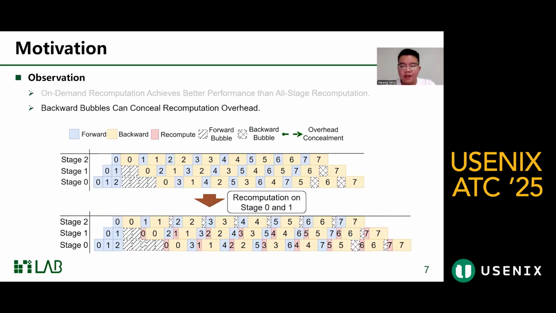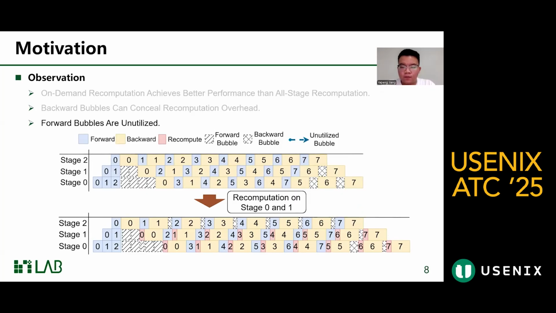To investigate the benefits of on-demand recomputation, we get the second observation. Backward bubbles can conceal recomputation overhead, as illustrated in the figure. After applying recomputation, the backward bubbles in stage 1 are largely filled by the time extension caused by the recomputation of microbatch 6, preventing it from impacting subsequent executions. A similar effect is observed in stage 0.